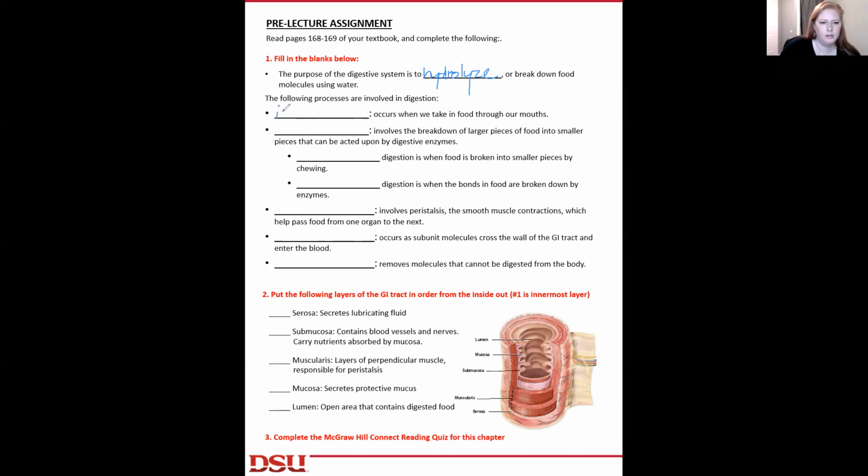Ingestion occurs when we take food through our mouths, and digestion involves the breakdown of larger pieces into smaller pieces that can be acted upon by digestive enzymes.